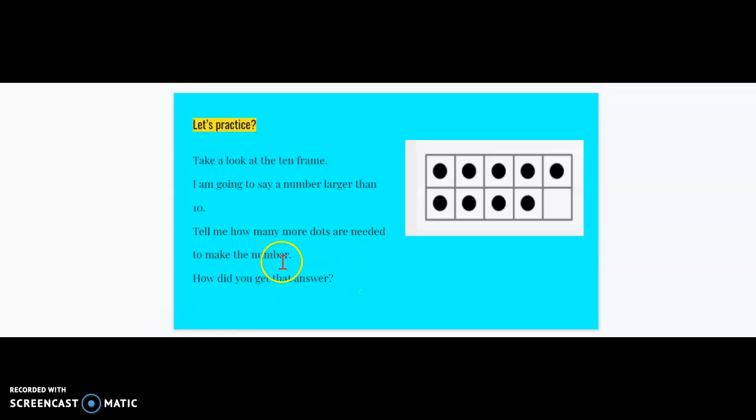All right, so here is the first number. The first number is 12. So friends, think for a minute. How many more would give you 12 from 9? Yep, that's it, friends. It's 3. So tell me, how did you get that number? Did any of you build a 10 here?